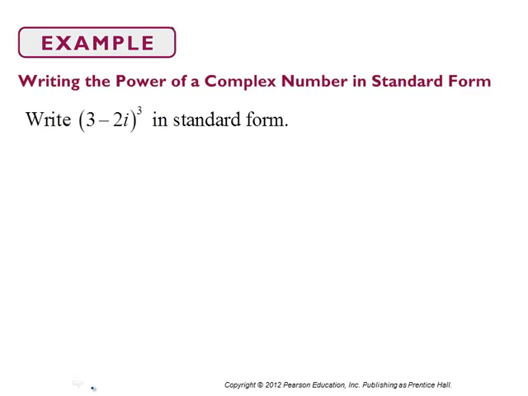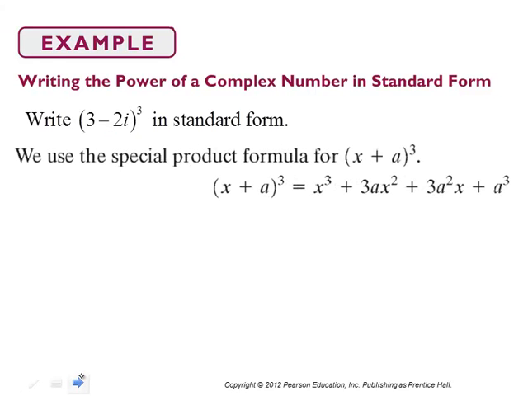Now we could talk about writing powers of complex numbers. If you remember how to do powers of binomials, then by all means go ahead and use those same special products. For example, we know that x plus a cubed is written like that: x cubed plus 3ax squared plus 3a squared x plus a cubed. But in this case, x is equal to 3 and a is equal to negative 2i.